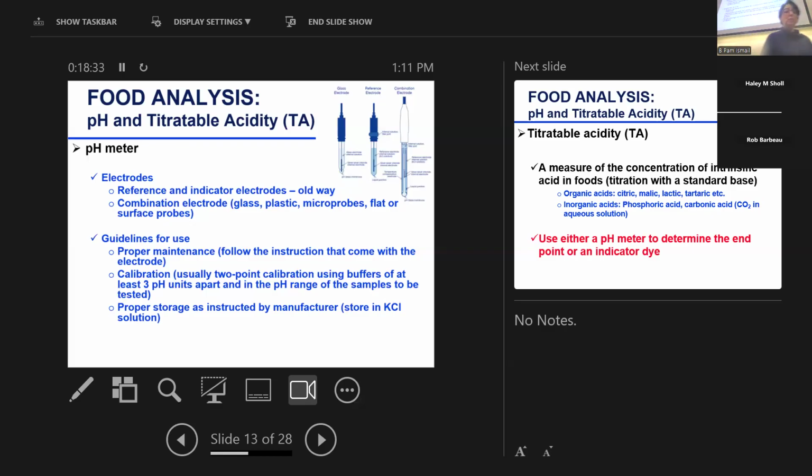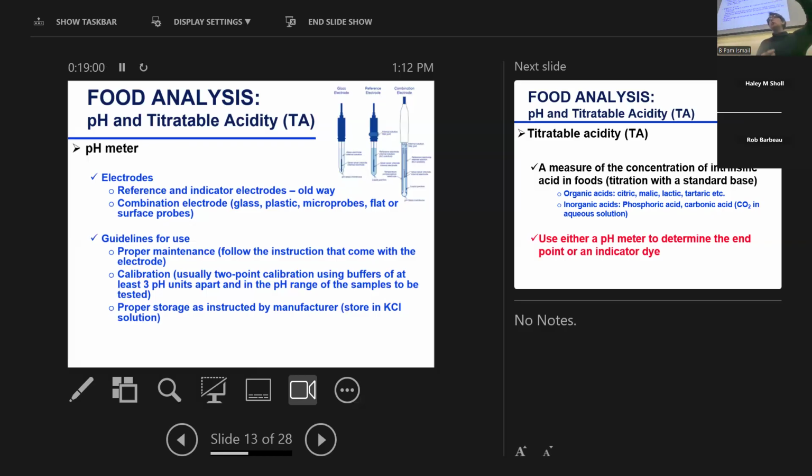So we have to keep certain guidance for use. We have to follow manufacturer instructions. It's very important. So when you are on your own as a researcher in the lab, you really need to know how to calibrate a pH meter. And usually we use 2-point calibration. So pH 3, 7, and 10 are very commonly used. You pick 2 of those and do 2-point calibration.